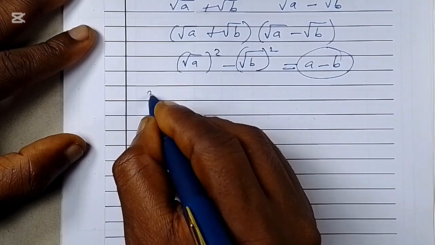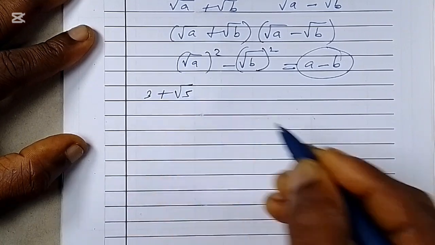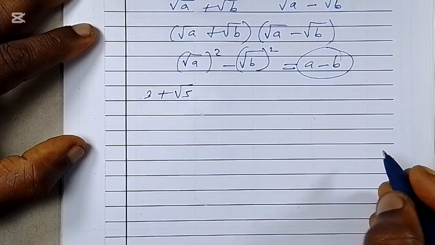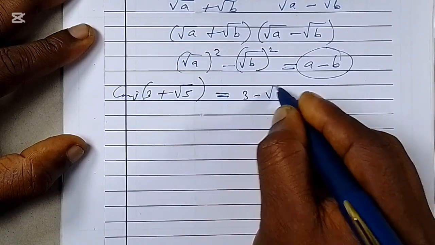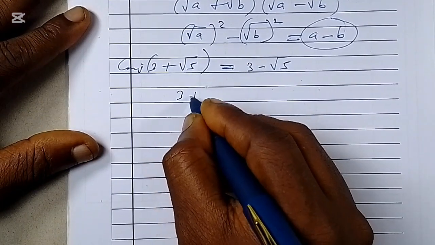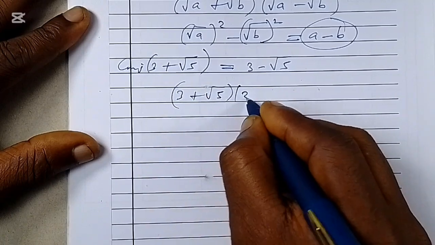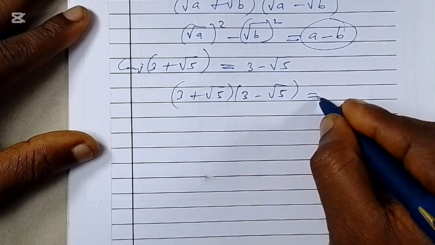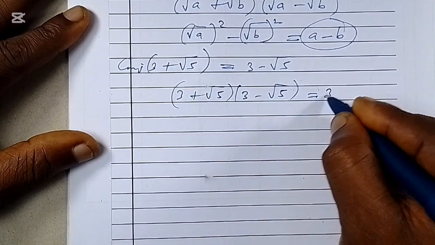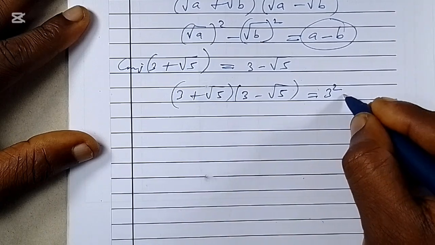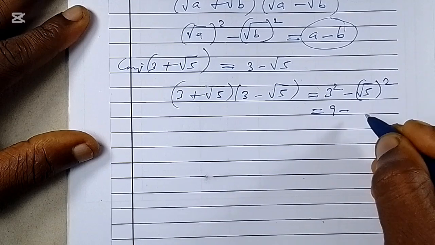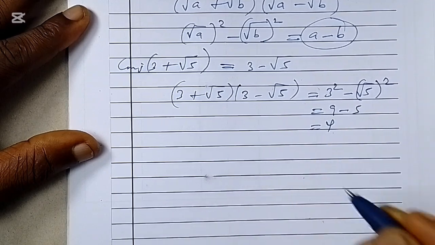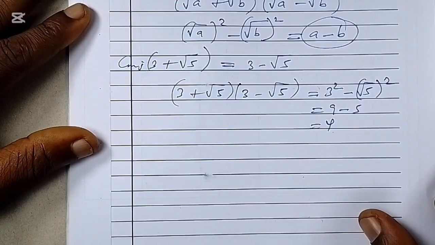So let us see. What if I ask you to find the conjugate of 3 plus root 5? The conjugate of 3 plus root 5 will be 3 minus root 5. And that is because 3 plus root 5, when it multiplies 3 minus root 5, will give you a rational number. Let's try it. This will be difference of two squares, 3 squared minus root 5 squared. And that will give you 9 minus 5, giving you 4. And 4 is a rational number. So please take note of that.